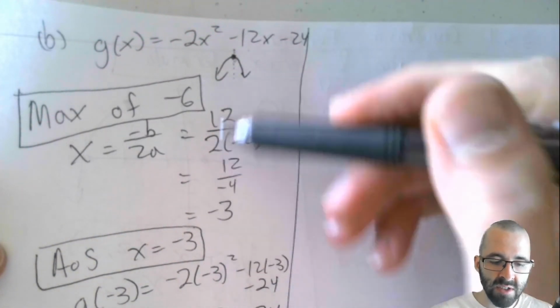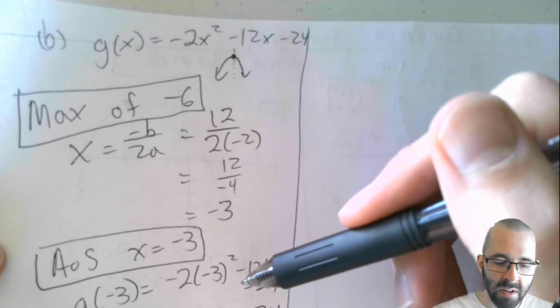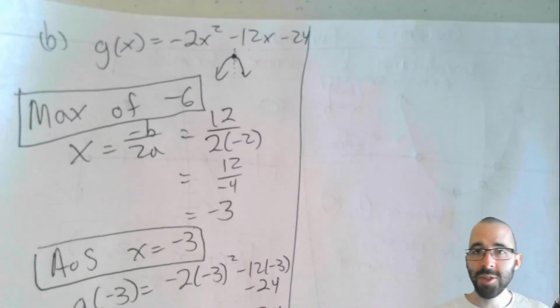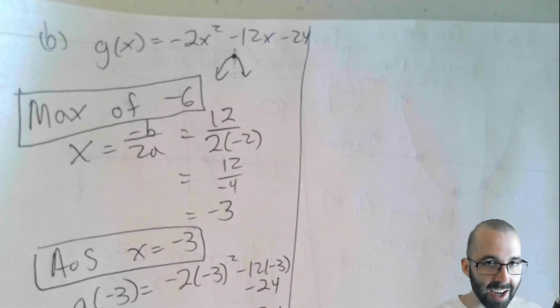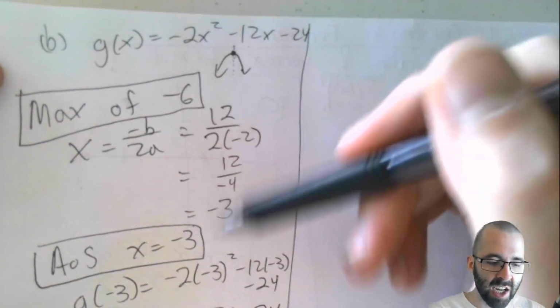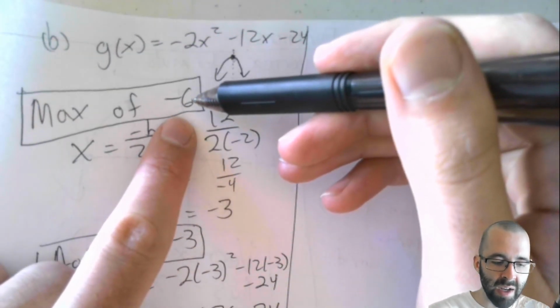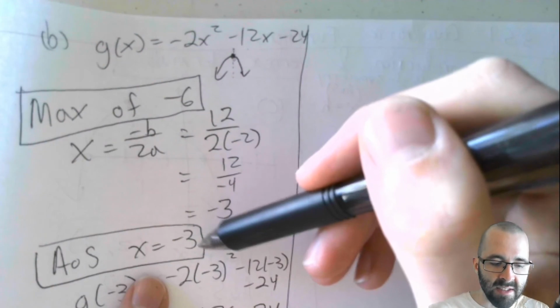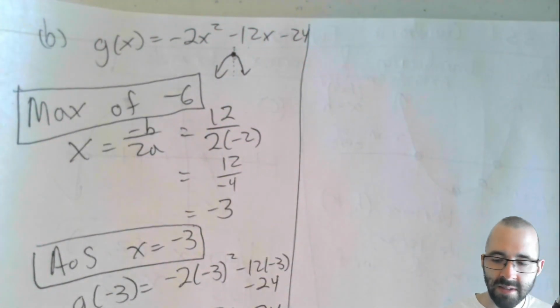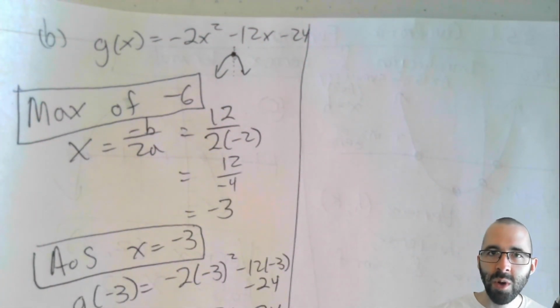You can check your answers to these on a graphing calculator or on Desmos. I would show you this if I could, but I can't, so I will not. But you could check your answers. The biggest y value we ever get is negative 6. The axis of symmetry is x equals negative 3. All right, go enjoy those problems.